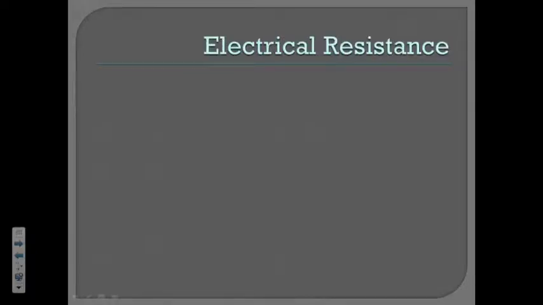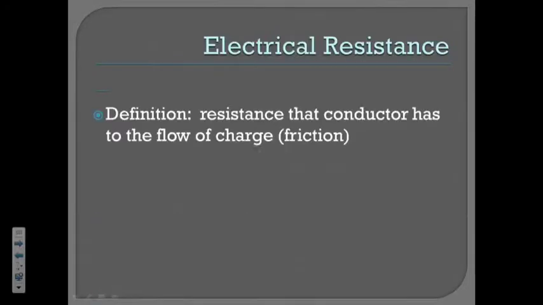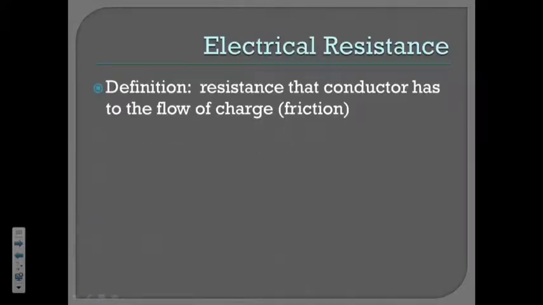Alright, so now we have to talk about electrical resistance. The whole reason that we have electricity flowing through wires is so that we could plug something into it. And everything that we plug in is a resistor, and it causes resistance in those electrons. And that resistance of the electrons is what causes things to light up, to illuminate, to work the way that we want them to. The definition of electrical resistance is resistance that a conductor has to the flow of charge.